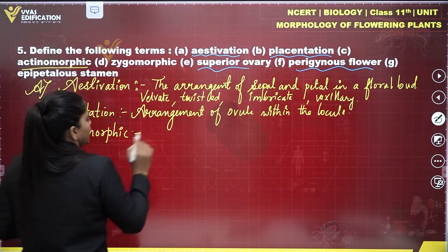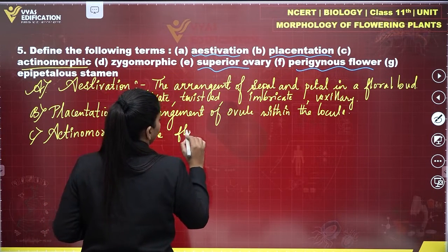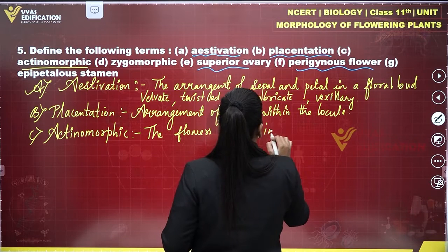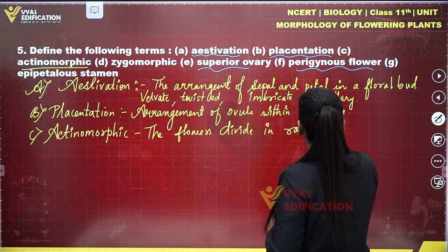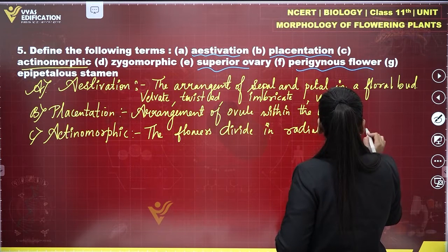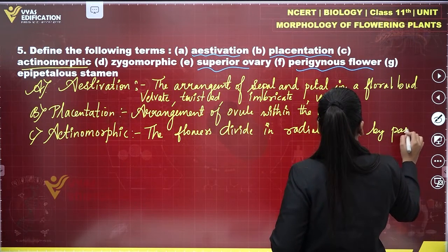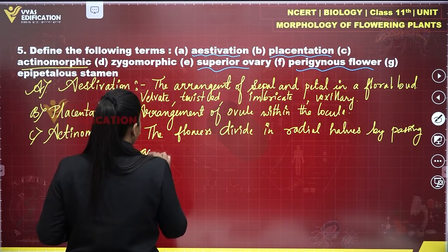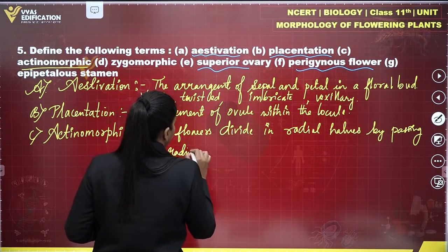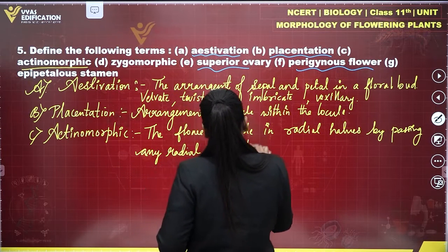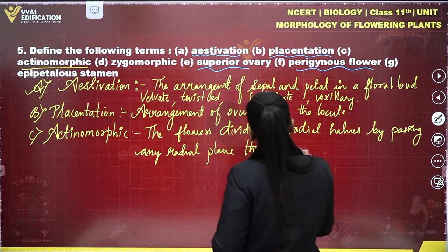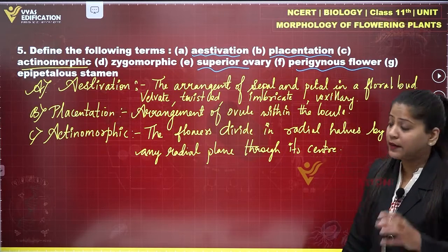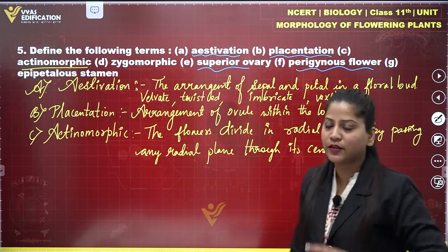Actinomorphic. So when the flowers divide in radial halves by passing any radial plane through its center, then the symmetry of a flower is said to be actinomorphic.